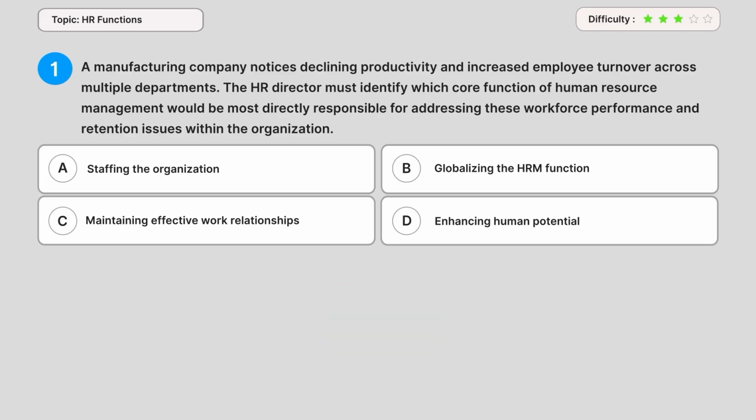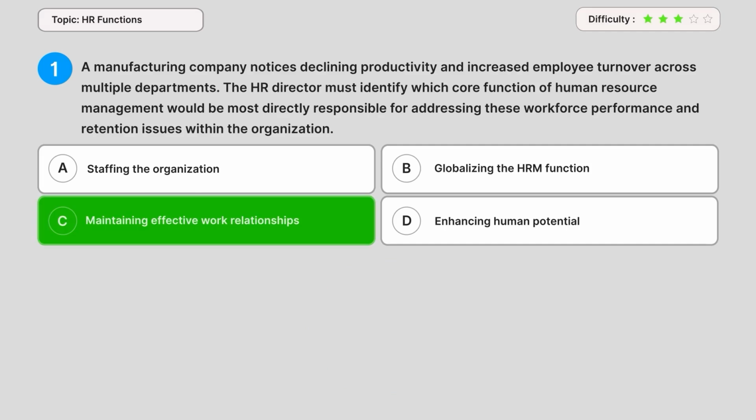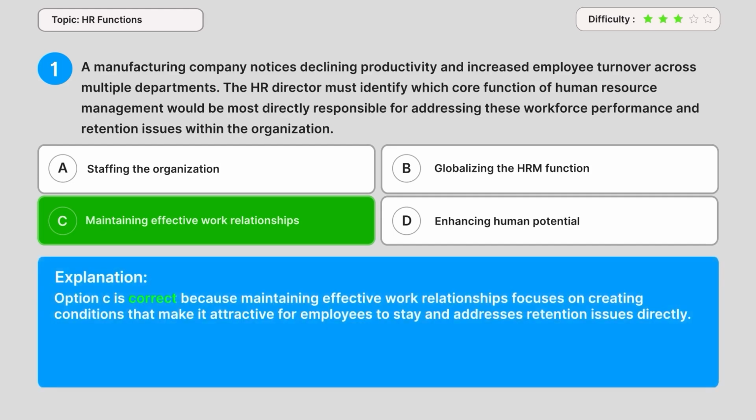Correct answer. C. Maintaining effective work relationships. Explanation. Option C is correct, because maintaining effective work relationships focuses on creating conditions that make it attractive for employees to stay and addresses retention issues directly.